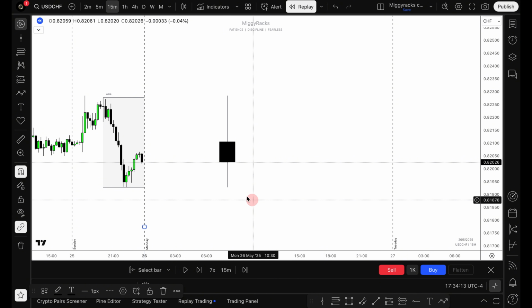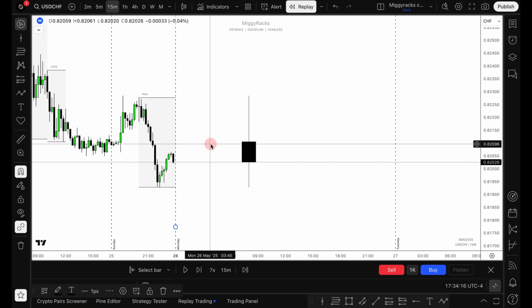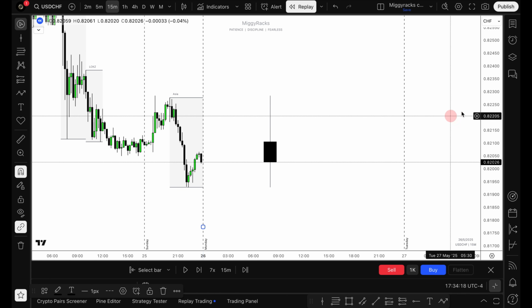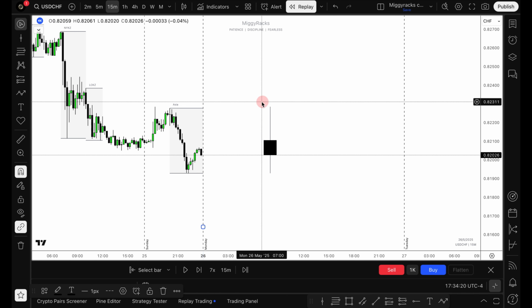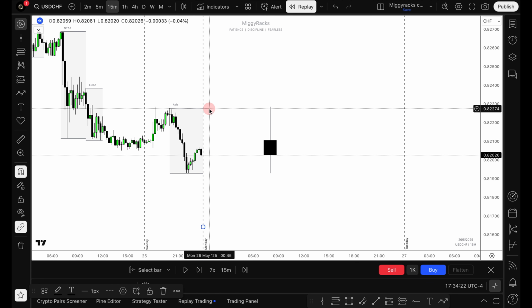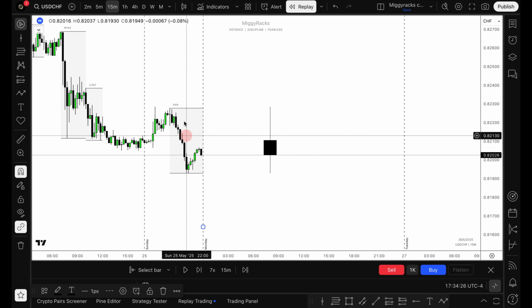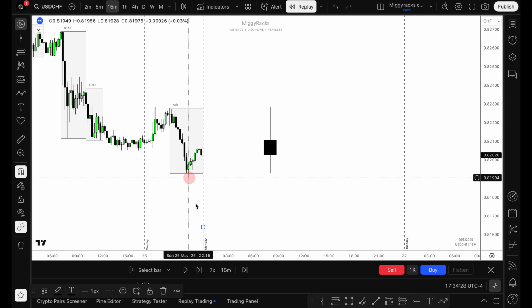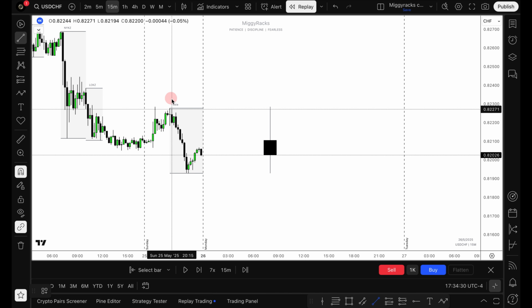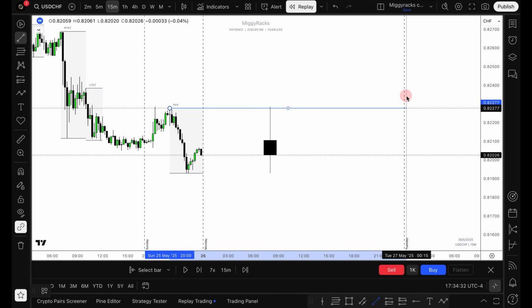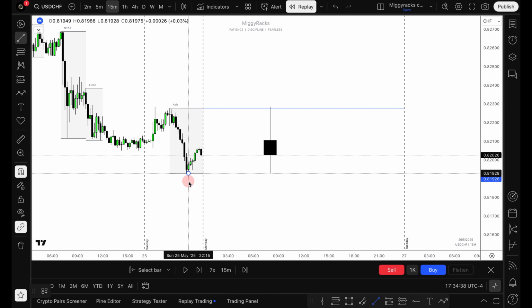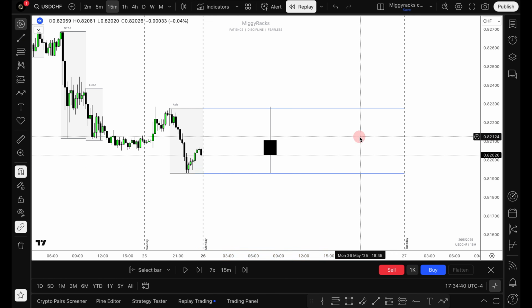I'm going to do one more example of a session high and low. So here we've got the USD Swiss franc, and we have the Asia session high and Asia session low. So we're going to draw that out in time. Asia session's high, and then we've got Asia session's low.